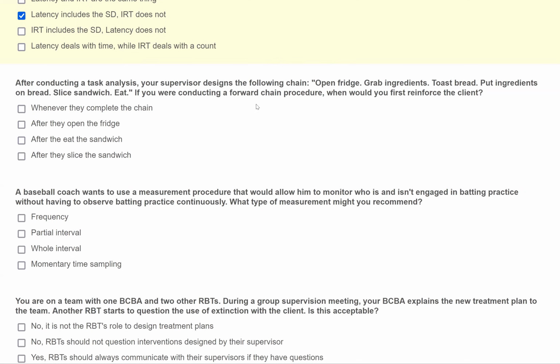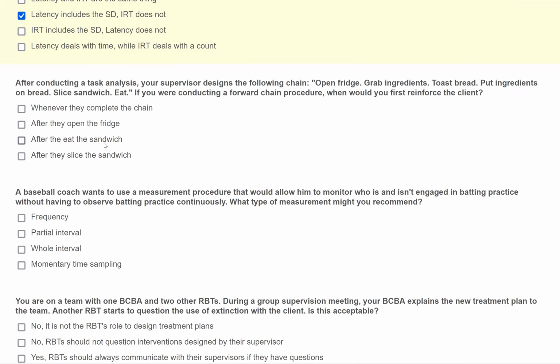A, whenever they complete the chain. If we're conducting a forward chain procedure and this is the first time we reinforce the client in the forward chain, we're not expecting them to complete the chain independently. We're expecting them to complete the first step while we prompt through the rest, but A is just not accurate. B, after they open the fridge. Yes, that's our first step. We're using a forward chain procedure. We're first going to reinforce after they complete that first step.